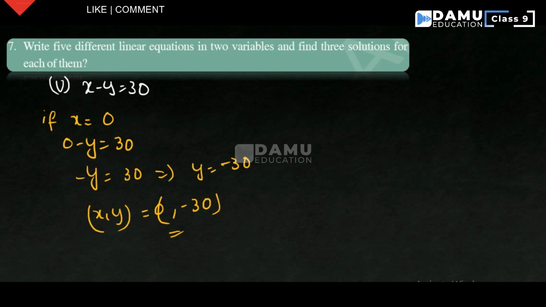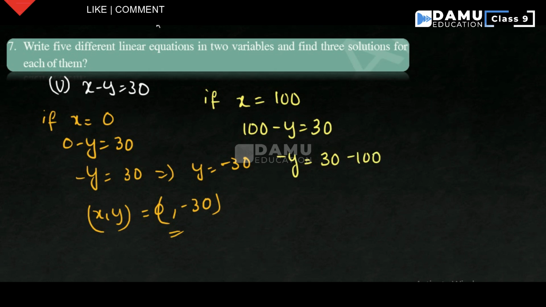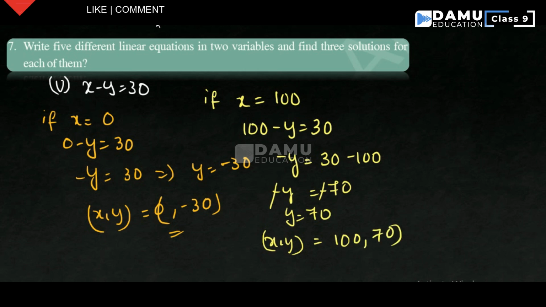Next one, if x is equal to, let's take it maybe 100. So let's take 100, then 100 minus y will be equal to 30, then minus y will be equal to 30 minus 100. What we will get here is minus 70, minus minus is going to cancel, then y is equal to 70. So (x, y) will be equal to 100 comma 70. So this is our coordinate, that is our solution.